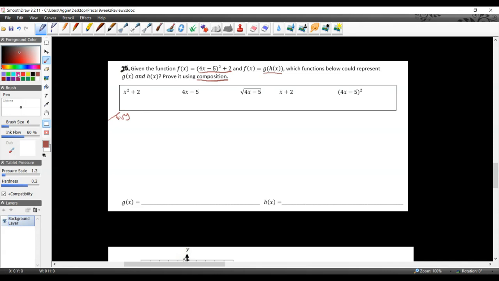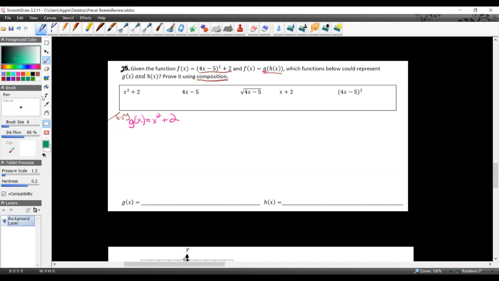First of all, let's let g of x be the outside function. Let's let that equal this first one right here, x squared plus 2. We're going to see if we can plug something into that to give us (4x minus 5) squared plus 2.